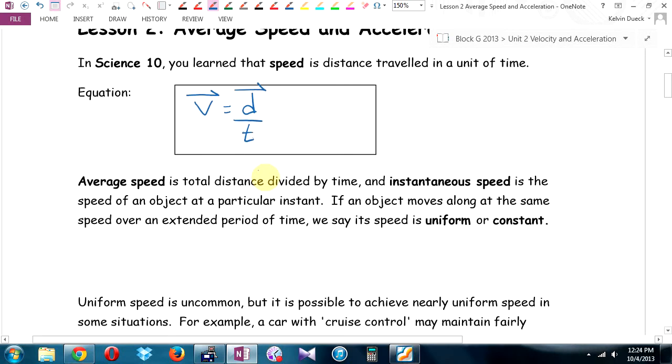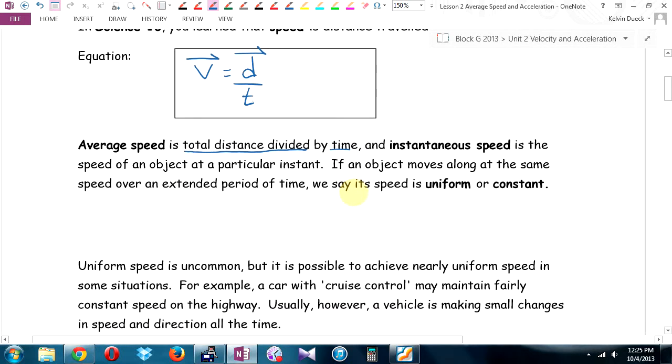Average speed is total distance divided by total time. What we're talking about a lot this year is your instantaneous speed. It's the speed of an object at a particular instant, which may not be your average speed. In fact, it never is if you're accelerating. If you're accelerating, your speed's changing the whole time, your average speed may occur kind of halfway, right in the middle, but your instantaneous speed, it all depends.